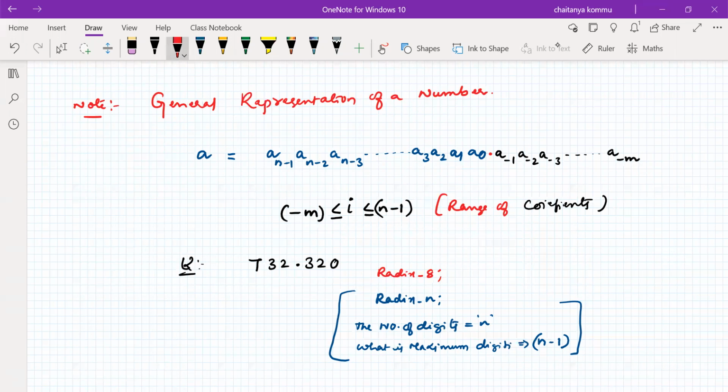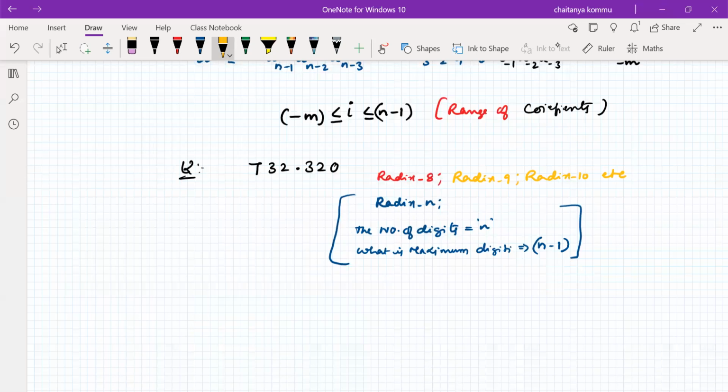Or it may be called Radix 9, also possible. Or Radix 10 is also possible to consider. So, as I mentioned, whenever you find a maximum digit, the succeeding number system will accept this number, but the preceding number system cannot be considered as this number system. Consider this is the Radix 8 number system.